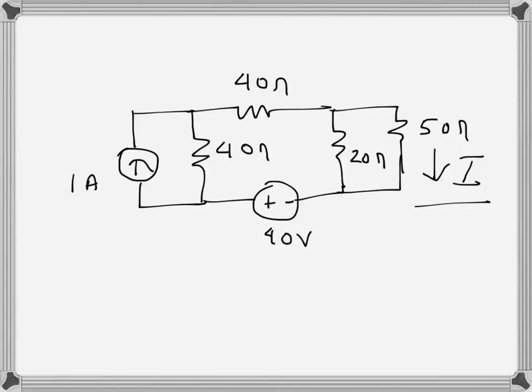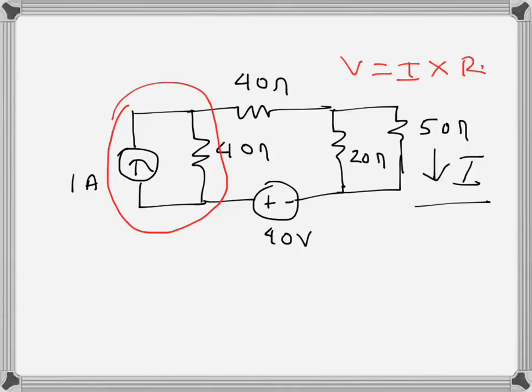First, if we look here, this is a current source and a resistance in parallel, so it can be converted into a voltage source using the source conversion technique. The voltage source V will be I times R. So I here is 1 amp and R here is 40 ohms. So the circuit will become like this.